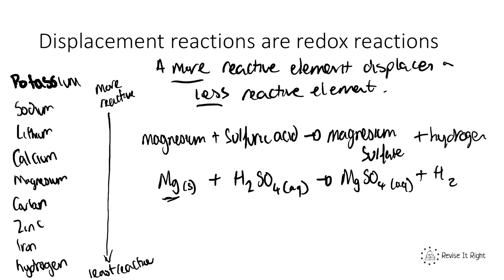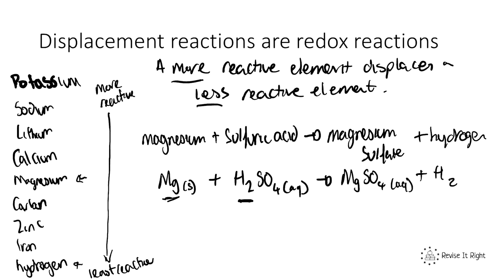Now we can see from this reaction that the magnesium has taken the place of, or displaced, hydrogen in sulfuric acid because it's more reactive. If we look at our reactivity series, magnesium is higher than hydrogen, therefore magnesium is more reactive, therefore it's going to displace the hydrogen from the sulfuric acid.